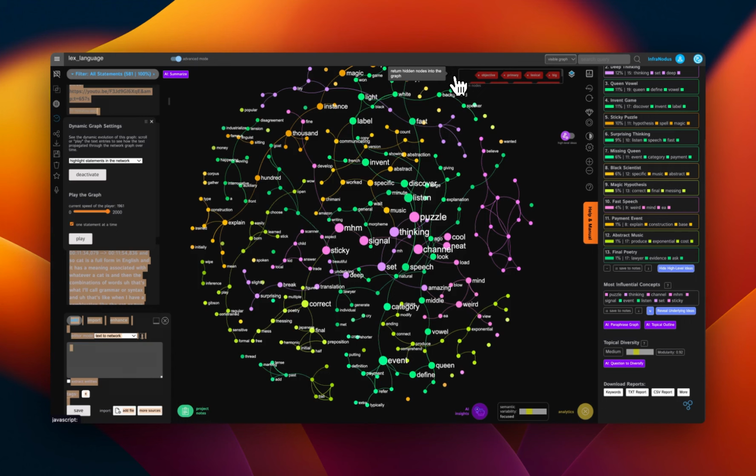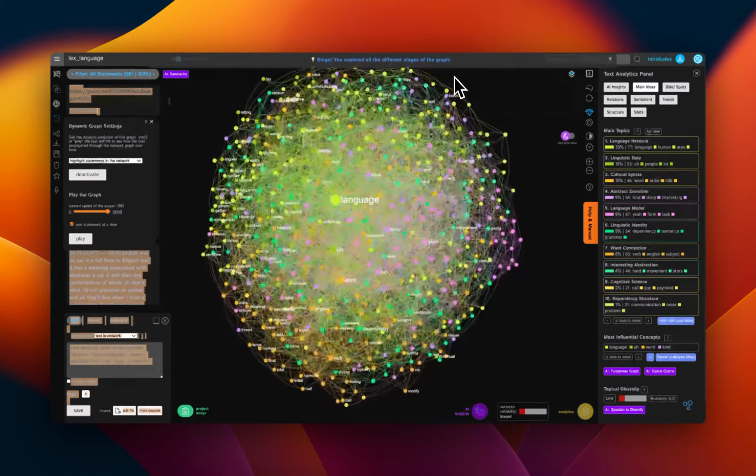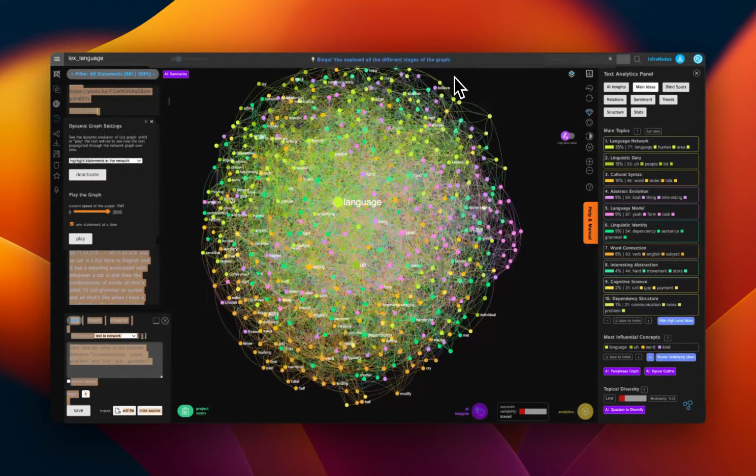So anyway, I hope that was a helpful rabbit trail discovery process of both an interesting concept of language, but also an exploration of how you might be able to use InfraNodus. So thanks.